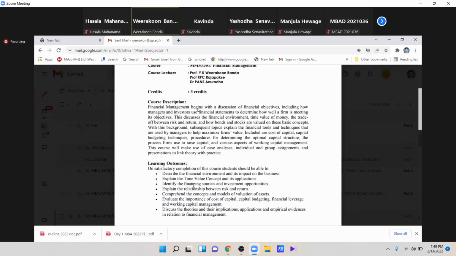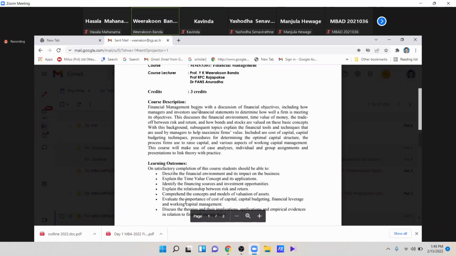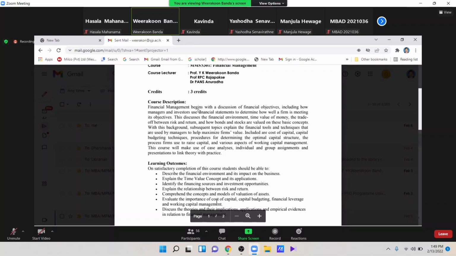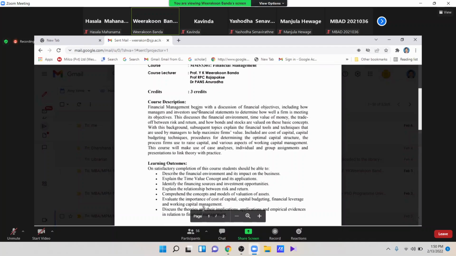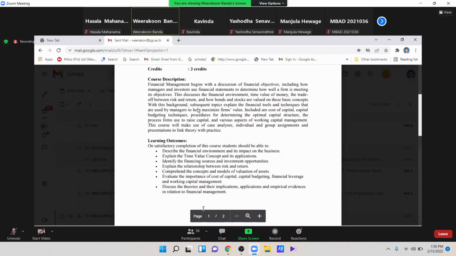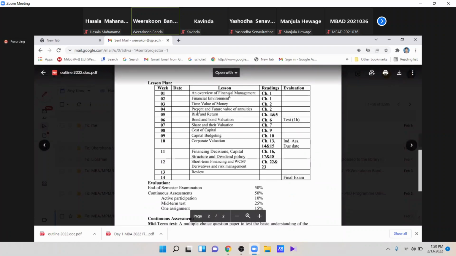Now we already identified debt and equity and some other financing sources. Explain the relationship between risk and return. Comprehend the concepts and models of valuation of assets. Evaluate the importance of cost of capital, capital budgeting, financial leverage, and working capital, and discuss the different theories, implications, applications, and empirical evidence in relation to financial management. Then likewise, different tentative topics are pointed out here.